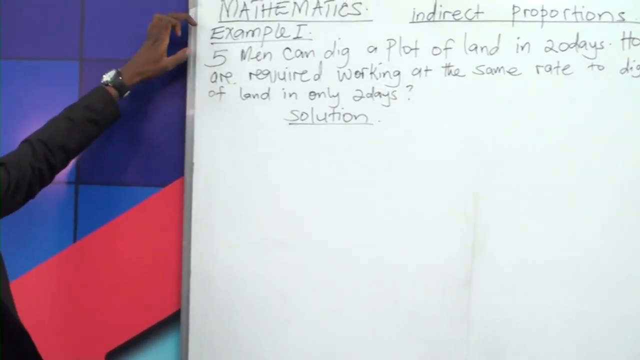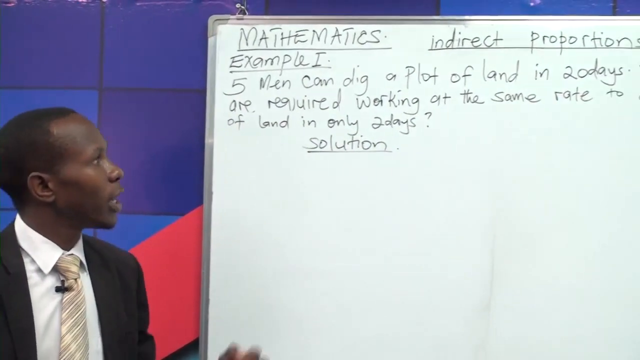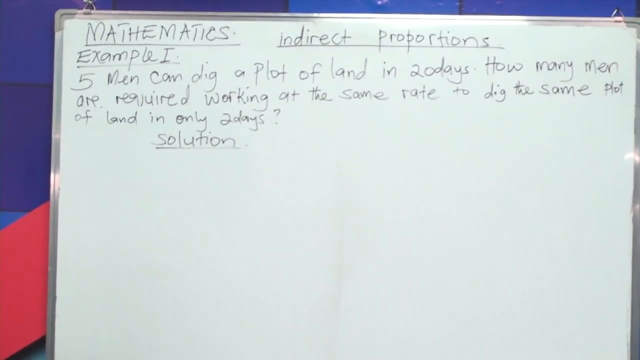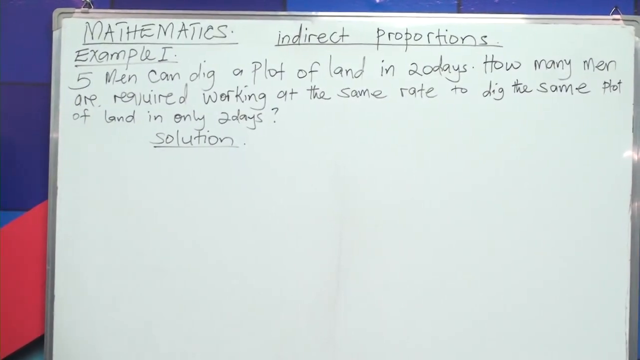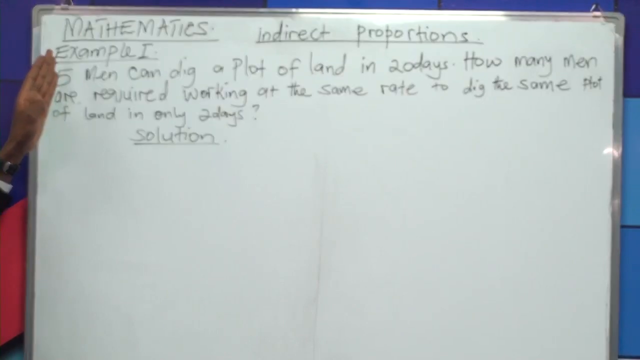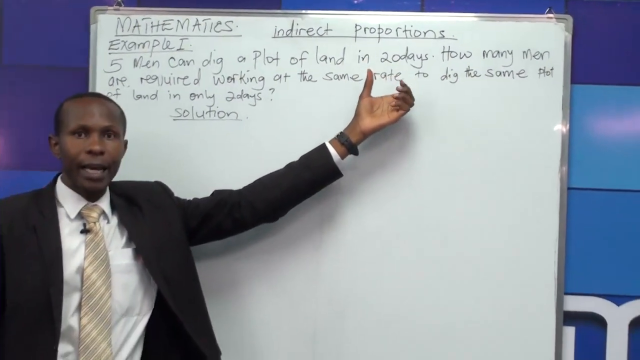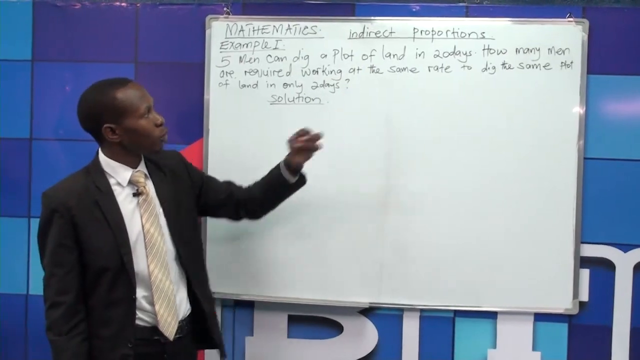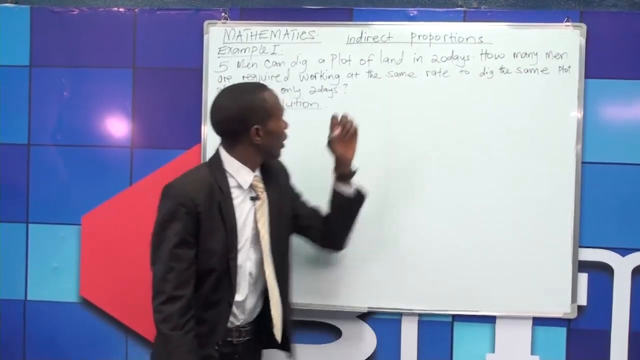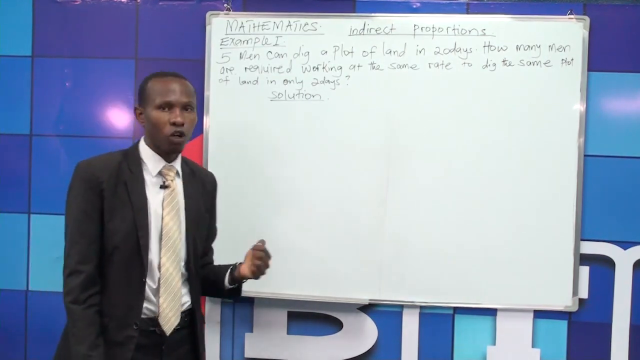For example, let's look at the first example, which says five men can dig a plot of land in 20 days. How many men are required working at the same rate to dig the same plot of land in only 2 days? Now, when we look at this question, you realize that they have given us a specific number of people. They are five men working at a certain speed. They take 20 days to dig or cultivate a certain plot of land. Then at the same time, they have asked how many men are required working at the same rate to dig the same plot of land in only 2 days.